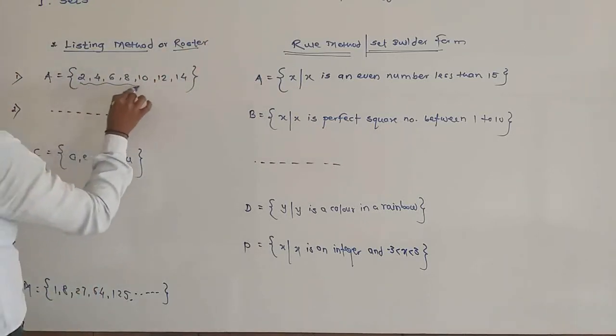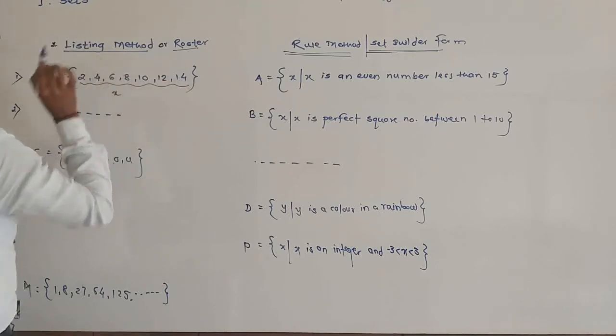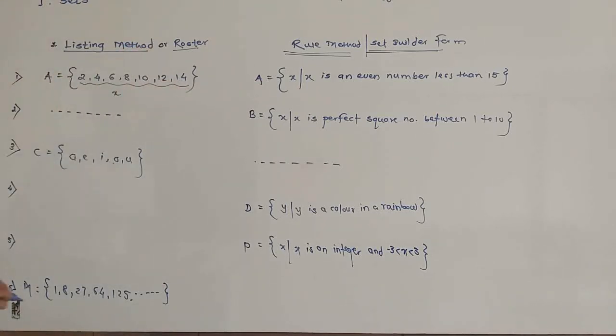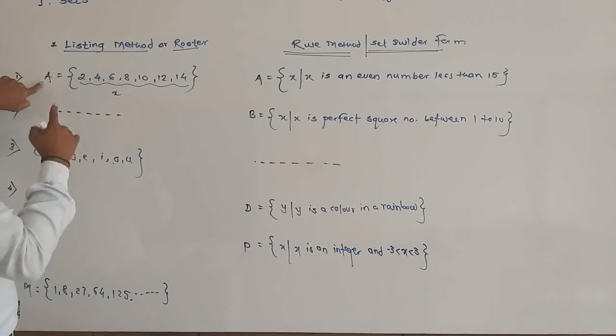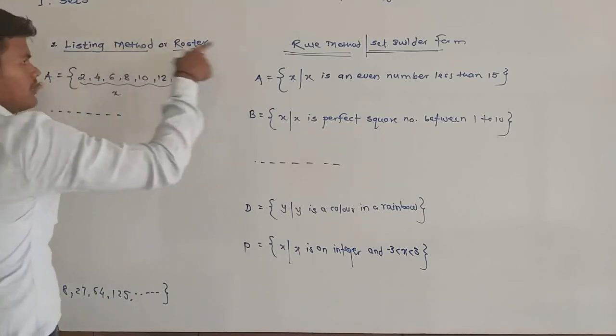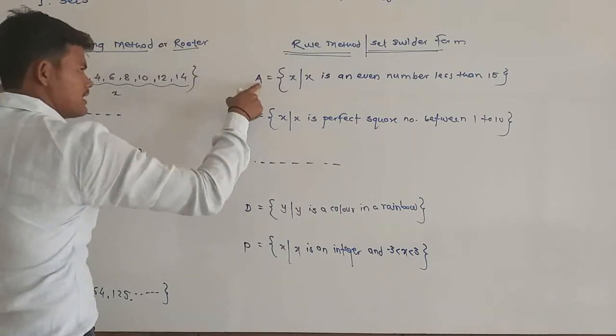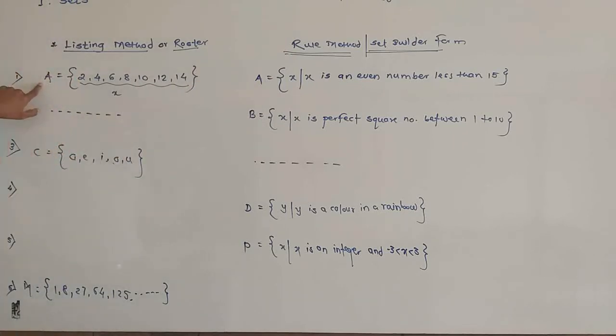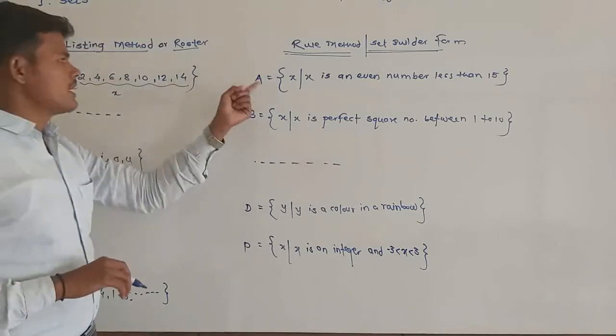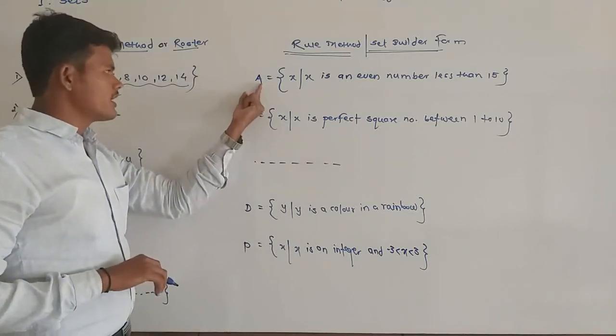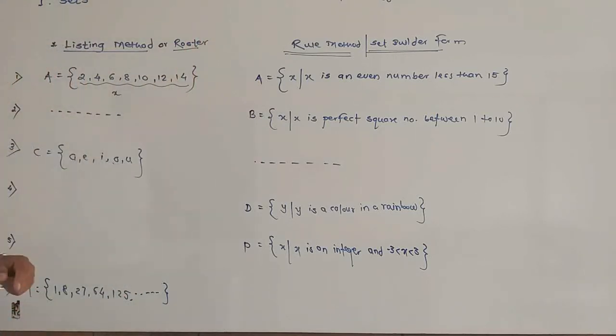Instead of writing elements, we are using a variable for the rule method. So set name इथे आपण ऑलरेडी डिफाइन केलेले आहे. That's why रूल मेथड लिहिताना सुद्धा आपण तेच सेट नेम लिहिणार आहोत. सेट नेम दुसरं लिहिता येत नाही, कारण की लिस्टिंग मेथड मध्ये ऑलरेडी डिफाइन अ नेम ऑफ सेट ॲज ए. So to write a set by using the rule method we again use the name of set as A.